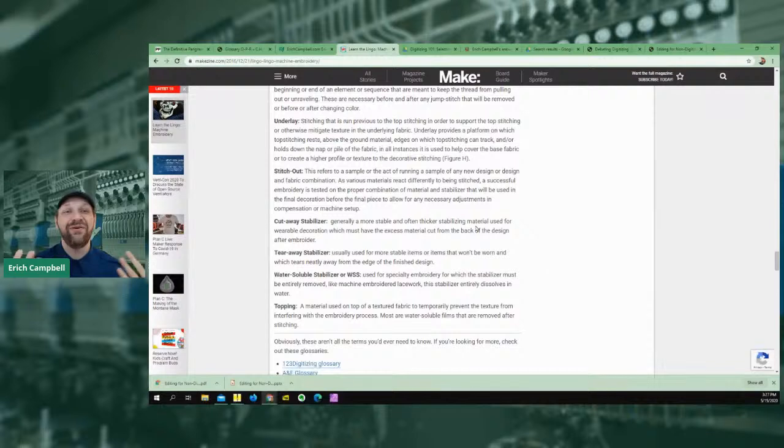Water soluble completely washes away. Some washaways will actually leave behind fiber that is locked under the design by having literally been stitched in. So in that case, we have the stabilizers. But one of the last terms I like to bring out here is stitch out.